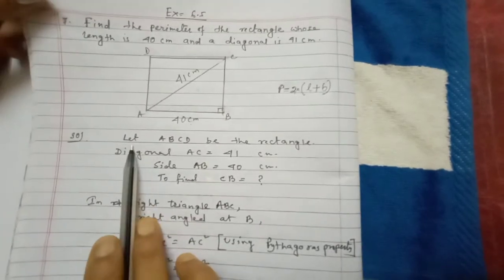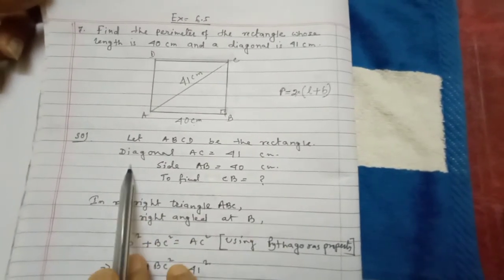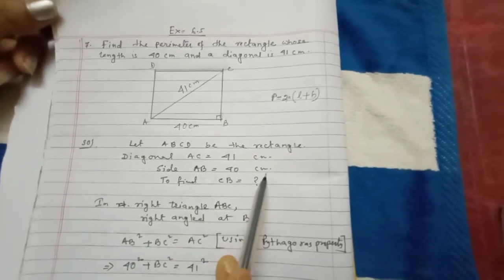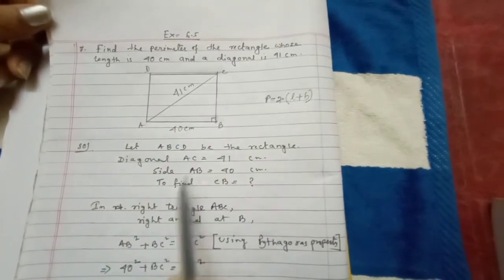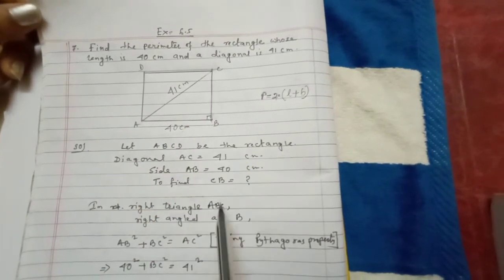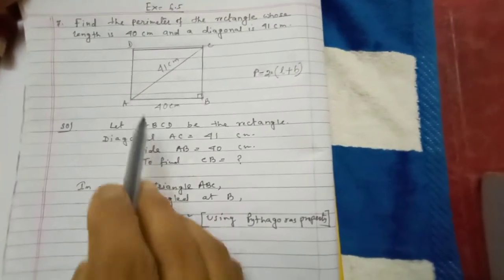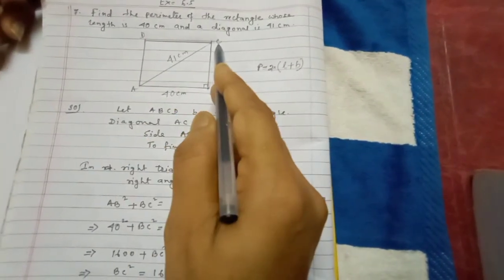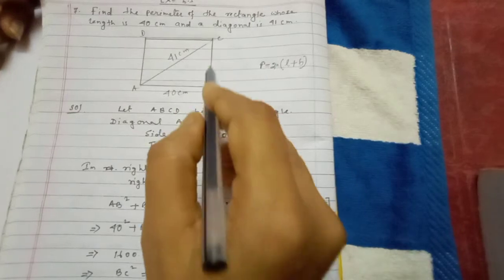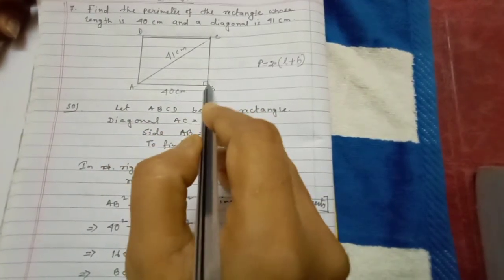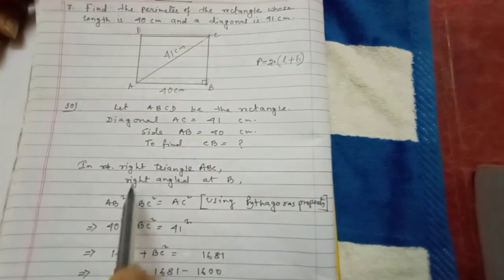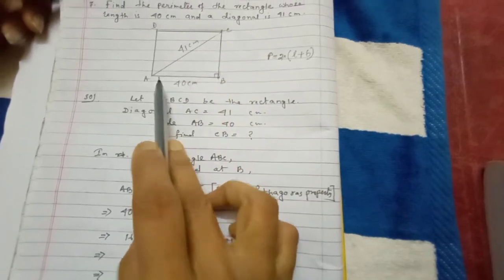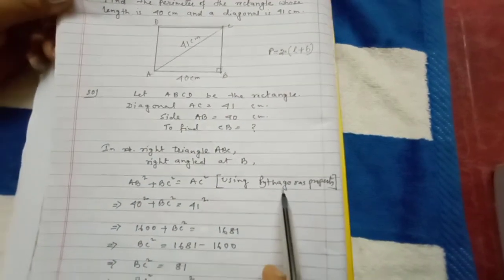Everything we have to declare here first. Let ABCD be the rectangle, diagonal AC 41 centimeter and one side AB is equal to 40 centimeter. You have to find CB, the length of CB. In right triangle ABC, right angle at B, we know that AB square plus BC square is equal to AC square. That means the sum of the squares of the two legs is equal to the hypotenuse square. So AB square plus BC square is equal to AC square. You have to mention the property also.